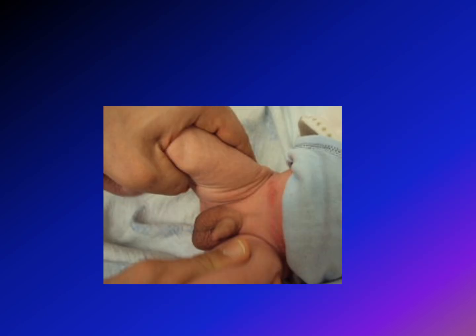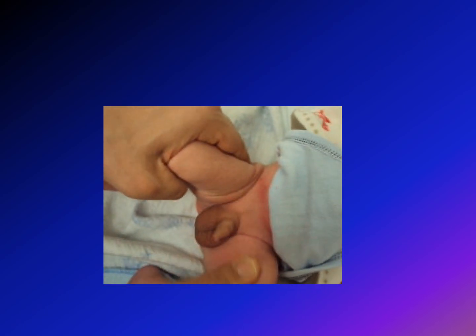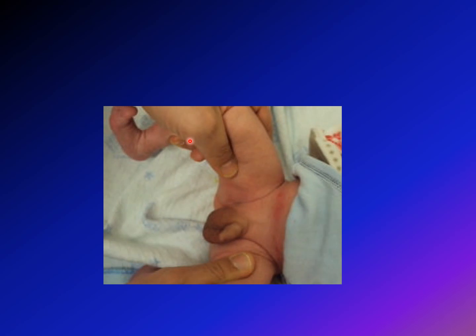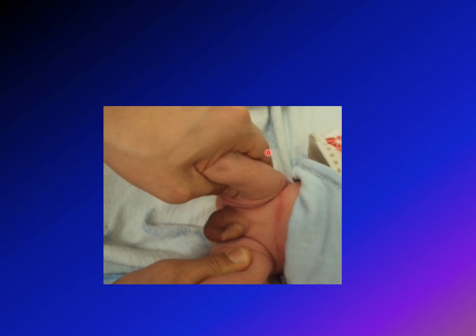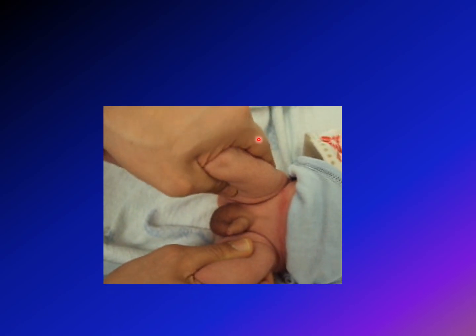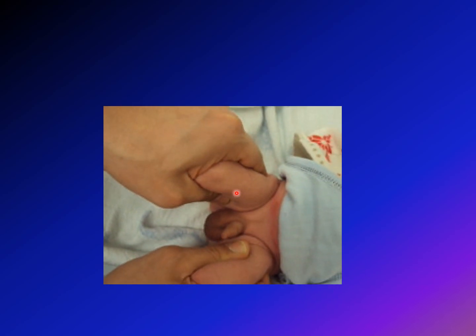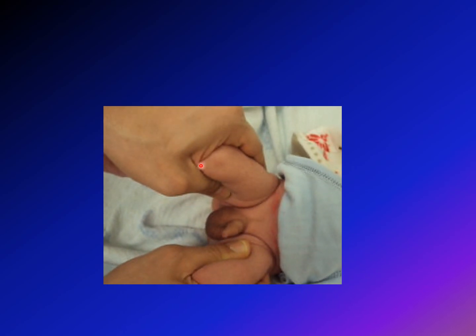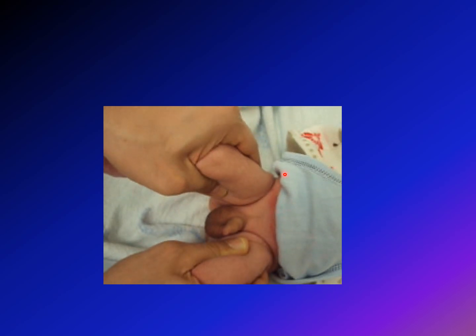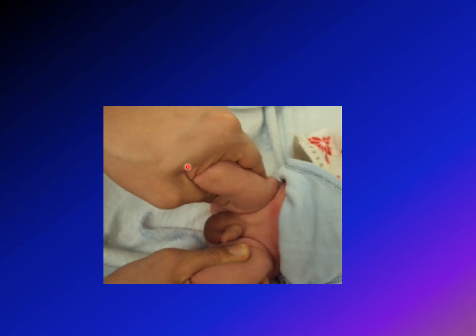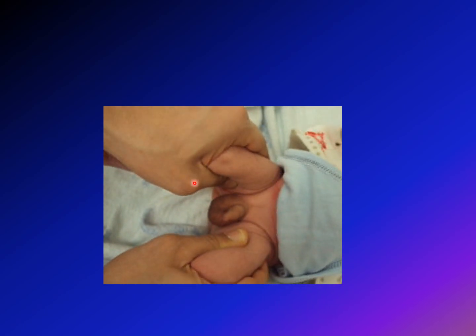So let's now go to the Barlow test. The Barlow test has the same position as the Ortolani test. So the knee is in the palm, the thumb is on the medial side, the other fingers are on the lateral aspect of the thigh, and you adduct, bringing the leg inward, and you push backwards, and you can see the obvious clunk. So here it is, you brought the leg inwards, called adduction.